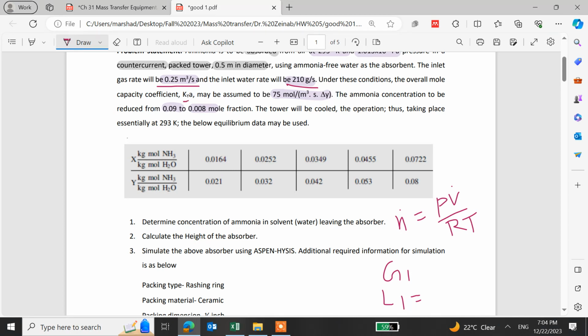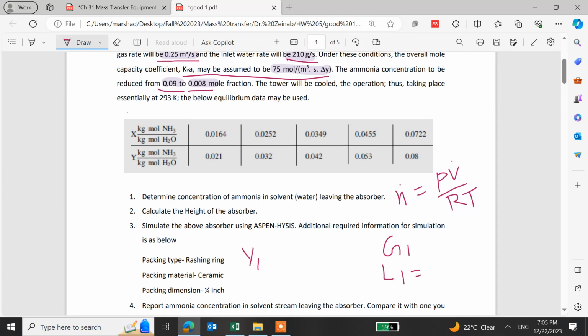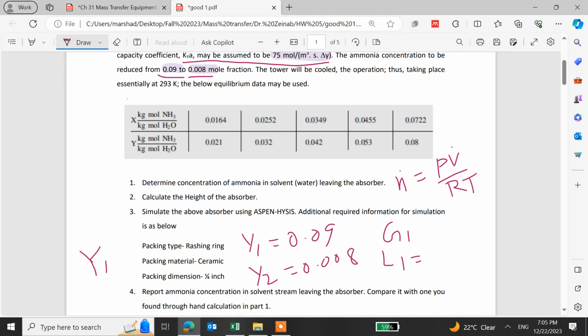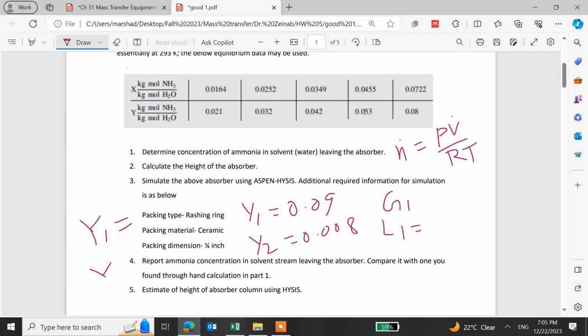This is KYa. The NTU we can get from here. The ammonia concentration is to be reduced from 0.09 to 0.008. So small y1 is 0.09 and small y2 is 0.008. From this we will get capital Y1, solute free, and capital Y2. Capital Y1 is 0.09 divided by 1 minus 0.09. Similarly, we will find capital Y2.